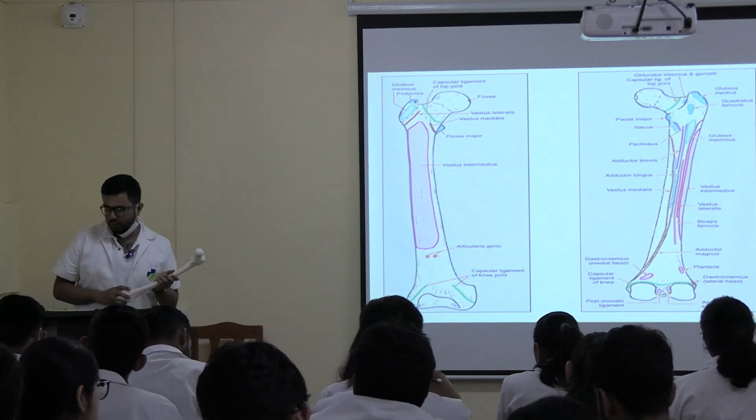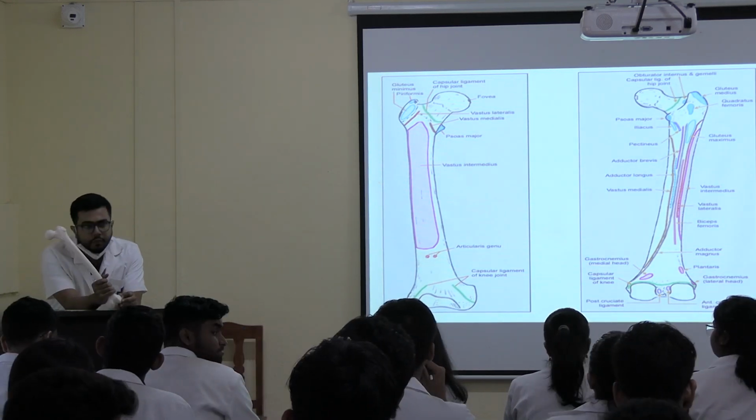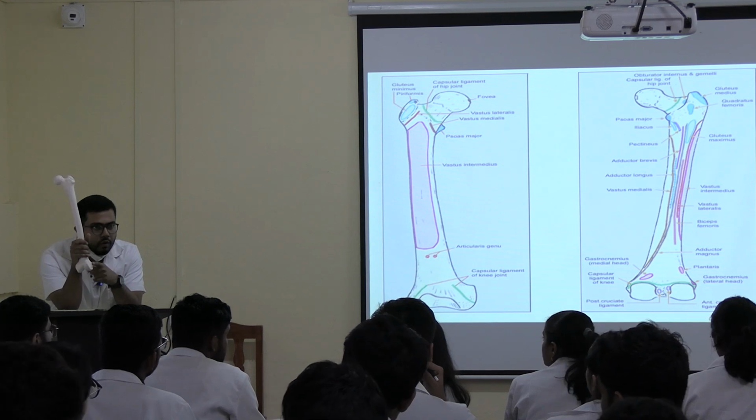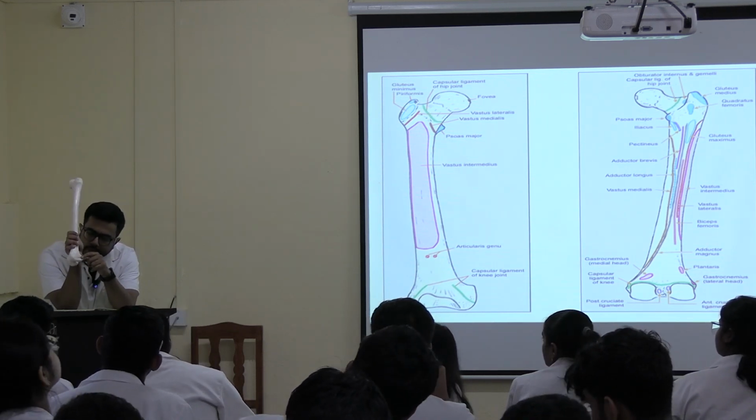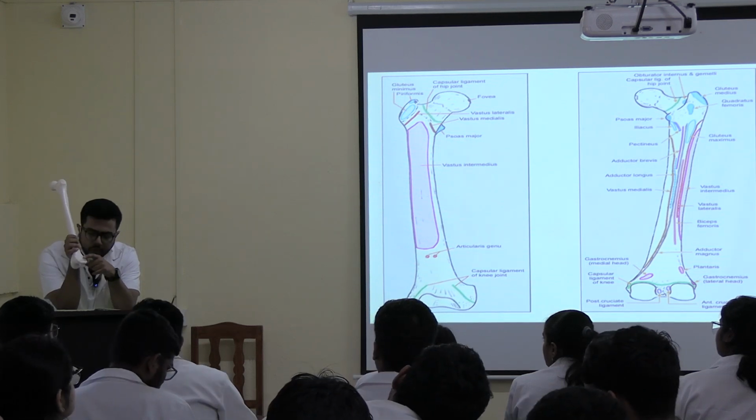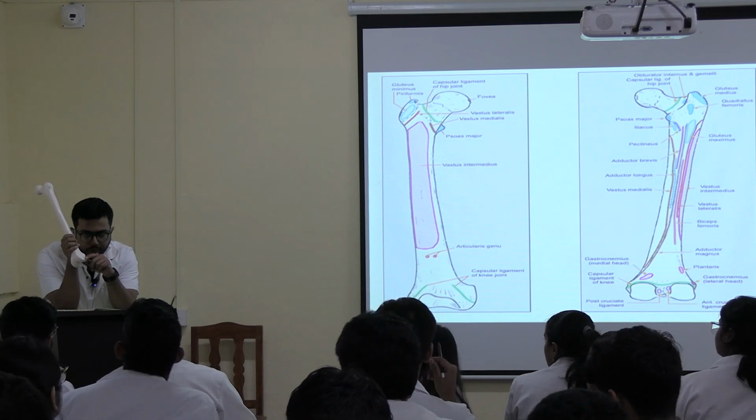And there is one last muscle. This is popliteus. This is the lateral epicondyle. There is a groove here, if you can see. This is the lateral epicondyle. This is the groove. So the popliteus muscle is attached here.